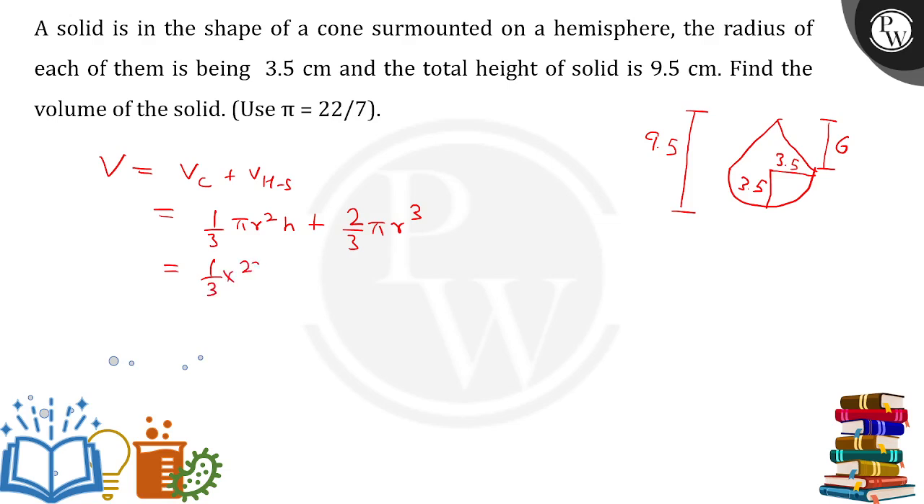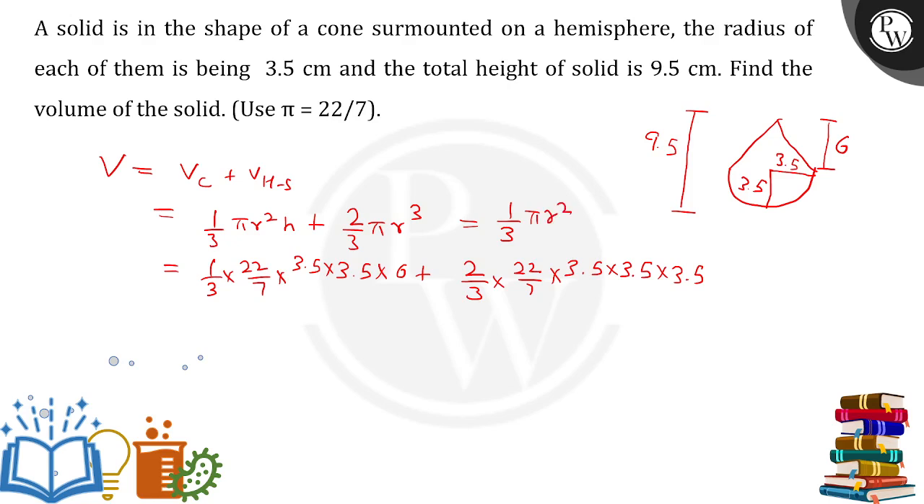Over here 2 by 3, 1 by 3, so let me put in the values. 1 by 3 into 22 by 7, r square, r being 3.5, 3.5 into 3.5, and multiplied by h being over here 6, plus 2 by 3 into pi, that is 22 by 7, into r cube, that is 3.5 into 3.5 into 3.5. One thing you could have done over here is take common 1 upon 3 pi r square. By that, 1 upon 3 pi r square is gone, so h plus 2 r would have been left. Only this much would have been left. Now the calculation would be much simpler.